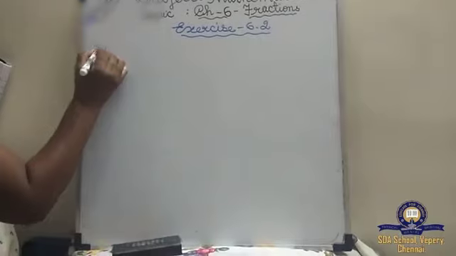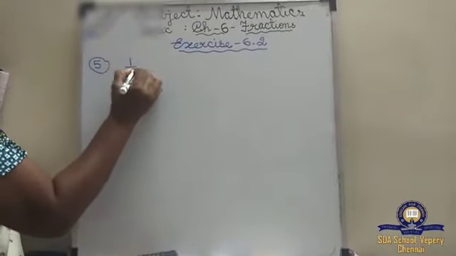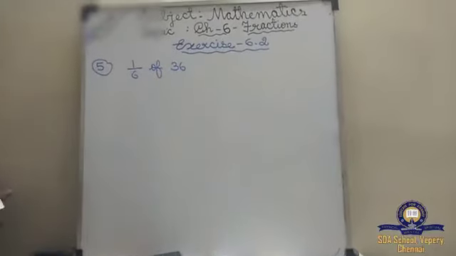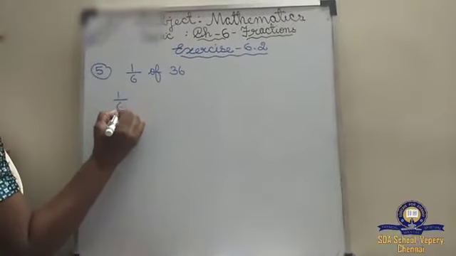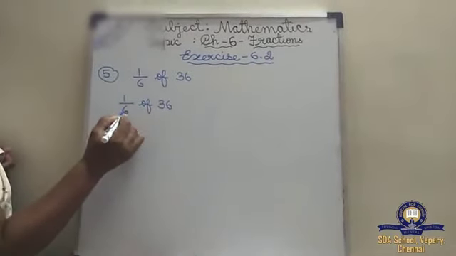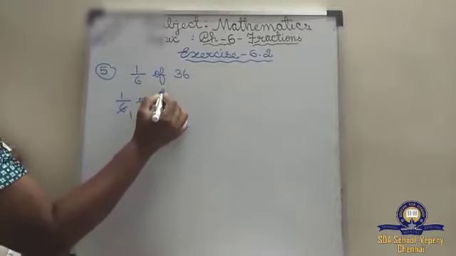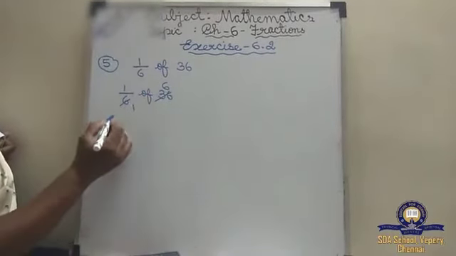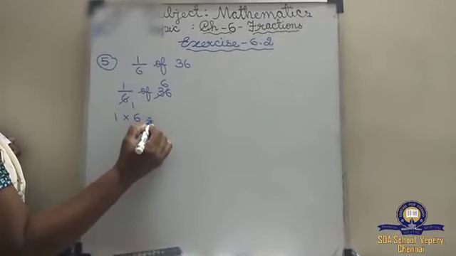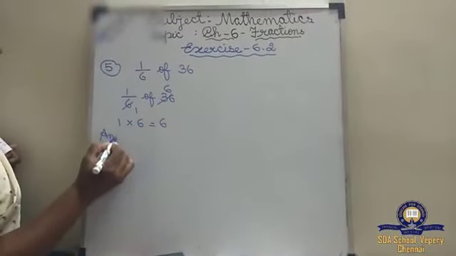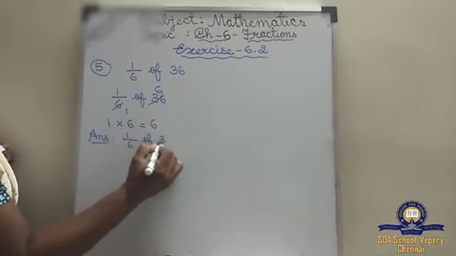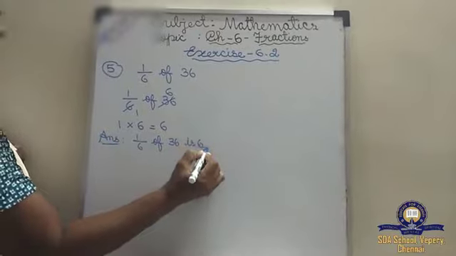Okay, the fifth sum. 1 by 6 of 36. So what you have to do children? 36 goes in the 6 table, isn't it? 6 1 is 6, 6 6s are 36. So in these two numbers, what do we have to do, children? We have to multiply. 1 6 is 6. So what's the answer? 1 by 6 of 36 is 6.